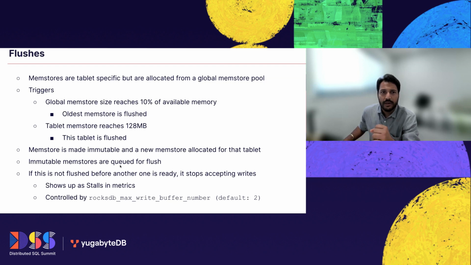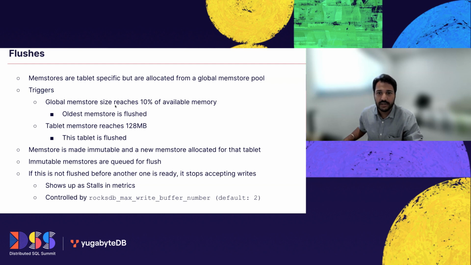Moving on, let's talk a little bit about flushes. We talked about flushes in the beginning, but diving deeper, each memstore is tablet specific, right? And then they are allocated from a global pool. Now, there are two triggers that can trigger a flush on these memstores. If the global memstore size reaches 10% of the available memory, then the oldest memstore is flushed.